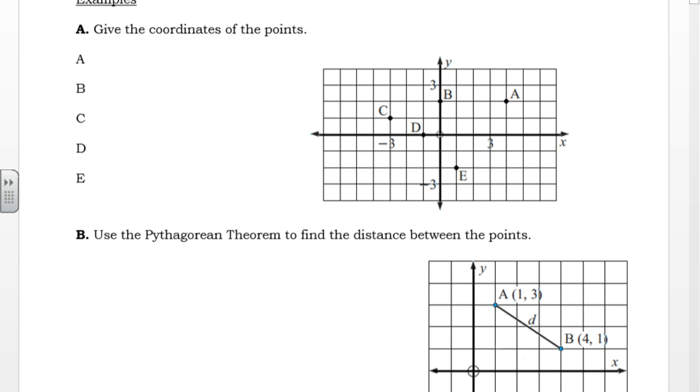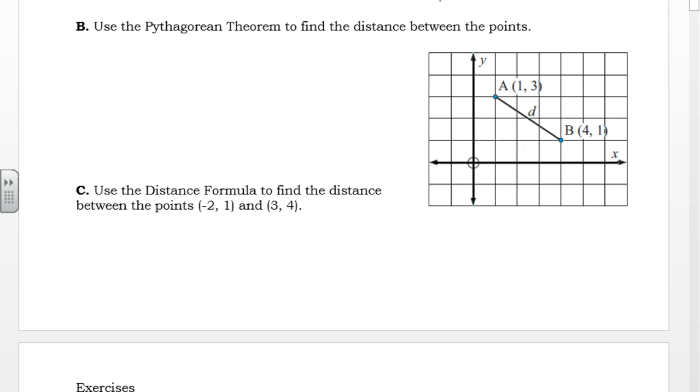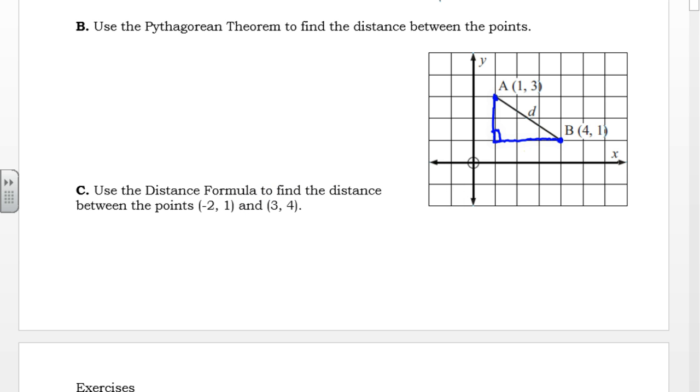Okay. Example B says use the Pythagorean theorem to find the distance between the points. So here is point A, and here is point B. I will add a vertical and a horizontal leg to turn this into a right triangle, and now I can use the Pythagorean theorem to find the distance there. The vertical distance here is 2 units. The horizontal distance here is 3 units. Those become the legs of my right triangle.